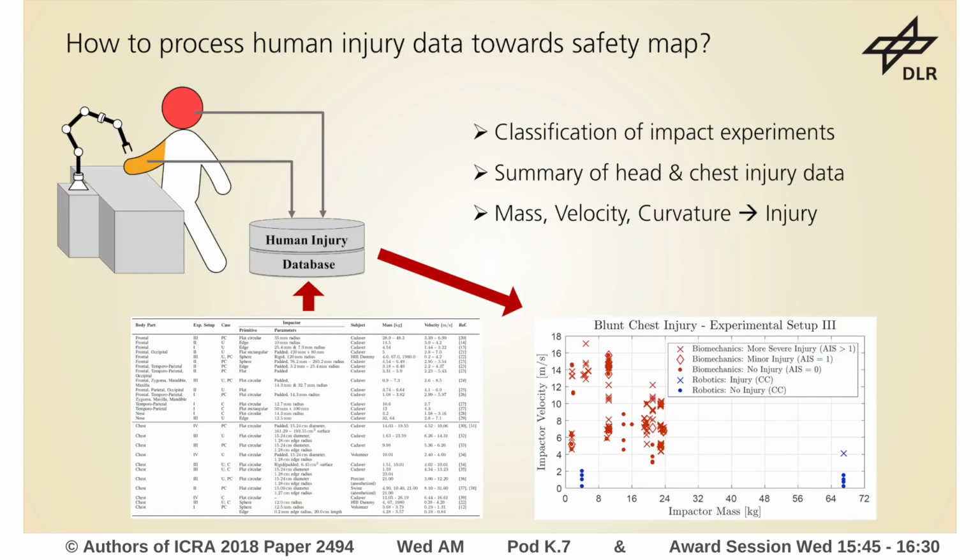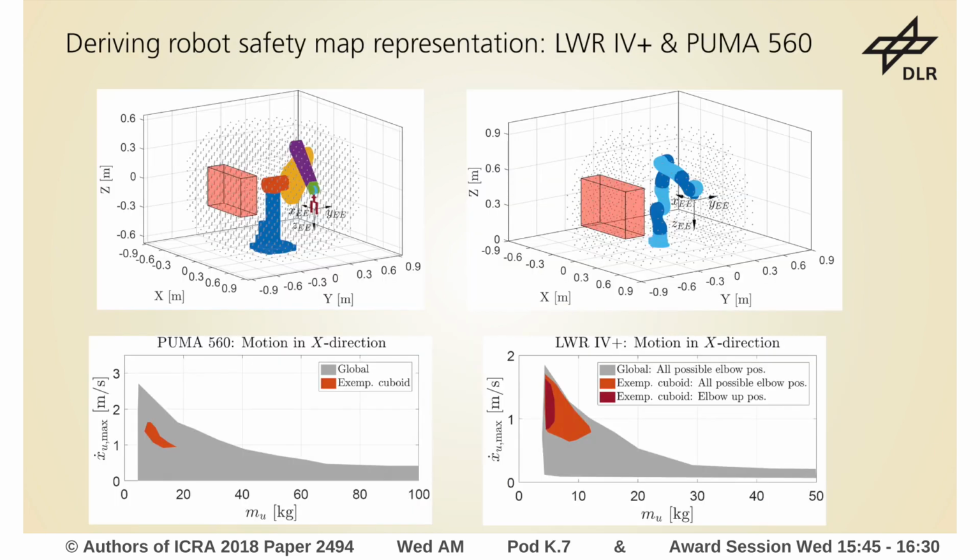In the paper and in the interactive session, we describe in more detail how human injury data can be classified and processed towards the mass-velocity representation. We also show how the global dynamic robot properties can be derived and provide examples for two robots, namely the LWR4+ and the PUMA 560.